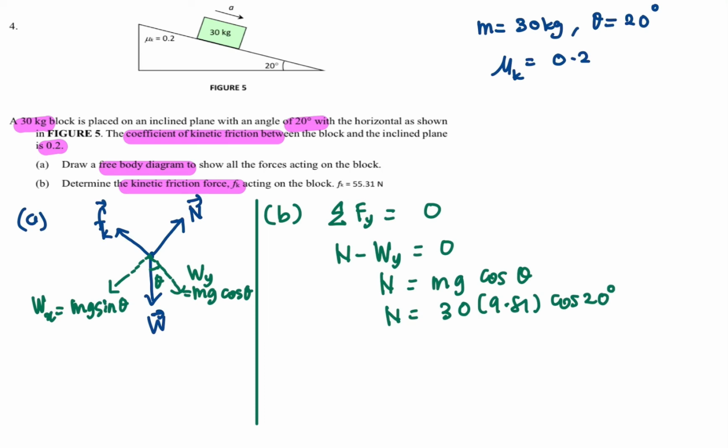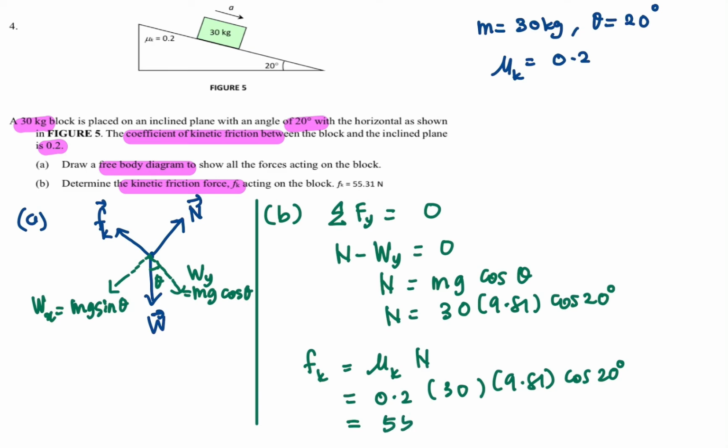Okay, and then you want to find your kinetic frictional force. So kinetic frictional force is equal to mu k n. Okay, and then it will be 0.2 times 30 times 9.81 cos 20 degree. So what do you get there? You will get 55.31 Newton.